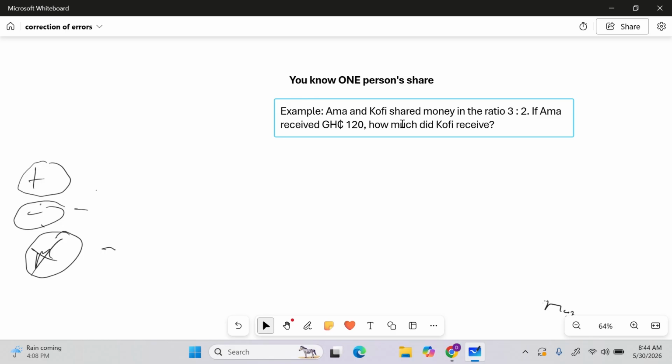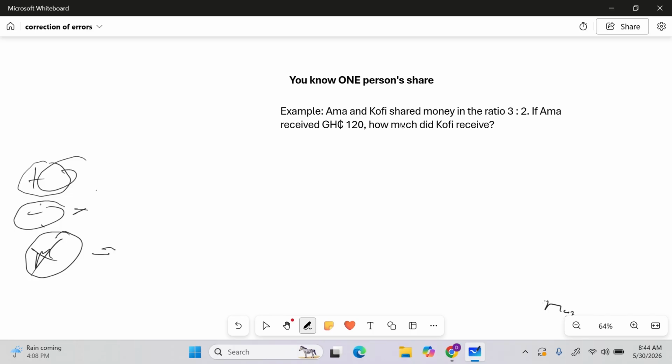With this type of question, we're not going to use addition here. We're going to use only division and also multiplication. So when you know only one person's share, we go by division and multiplication. We start with division first, and multiplication last. Now let me explain this one for you.